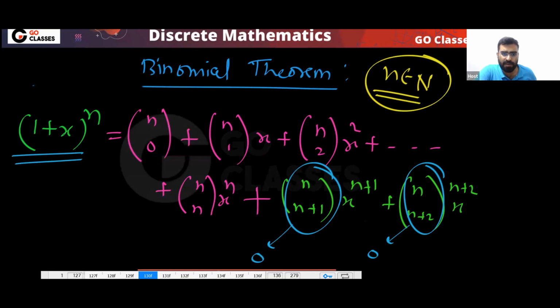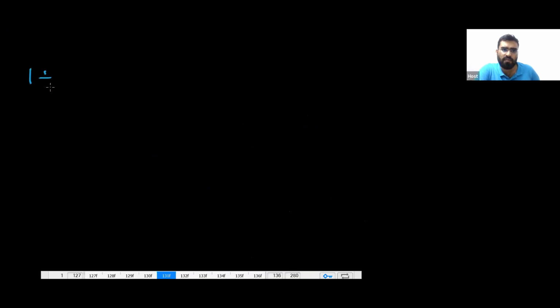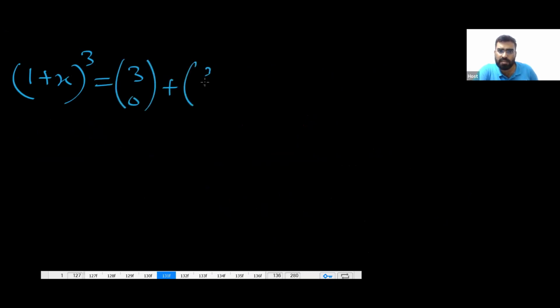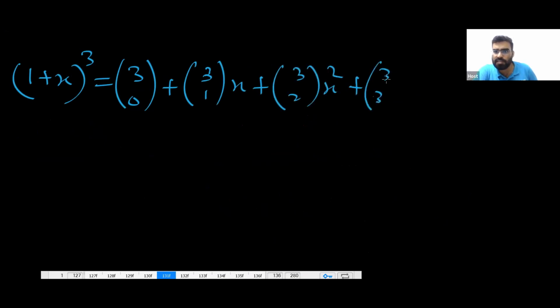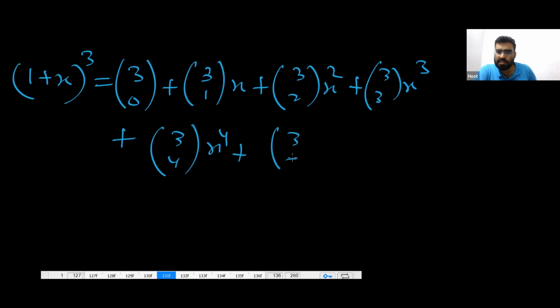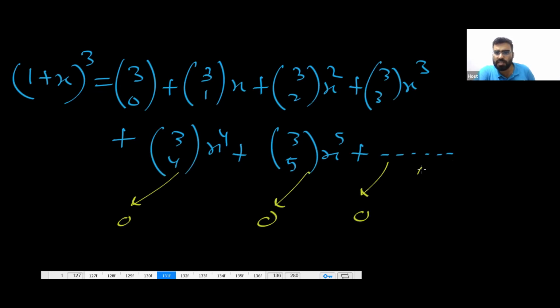For example, (1 plus x) power 3, I can write it as 3C0 plus 3C1 x plus 3C2 x square plus 3C3 x cube. I can continue 3C4 x power 4, 3C5 x power 5, but you can notice that this will become 0, all the things will become 0.